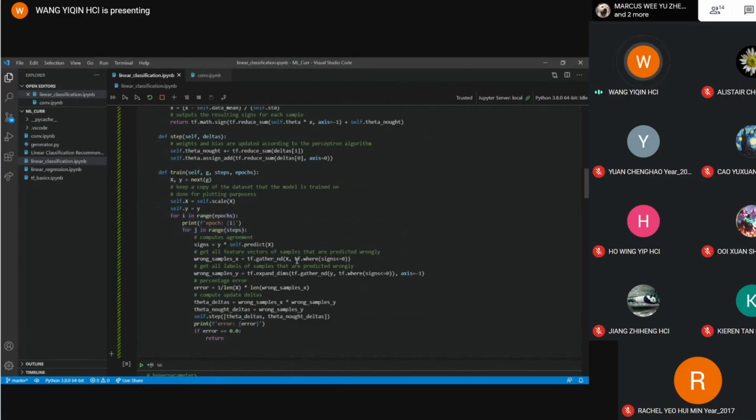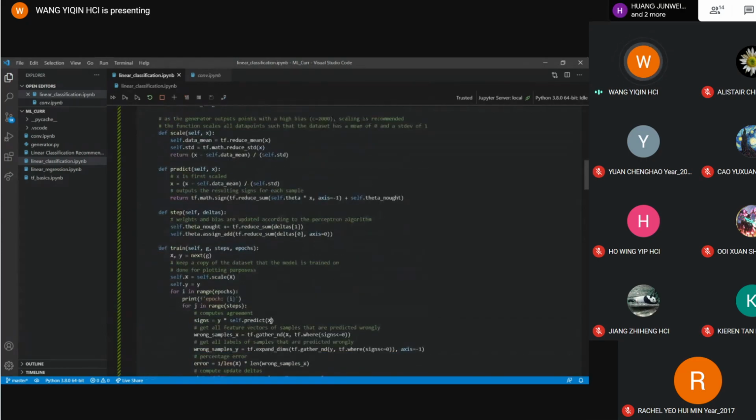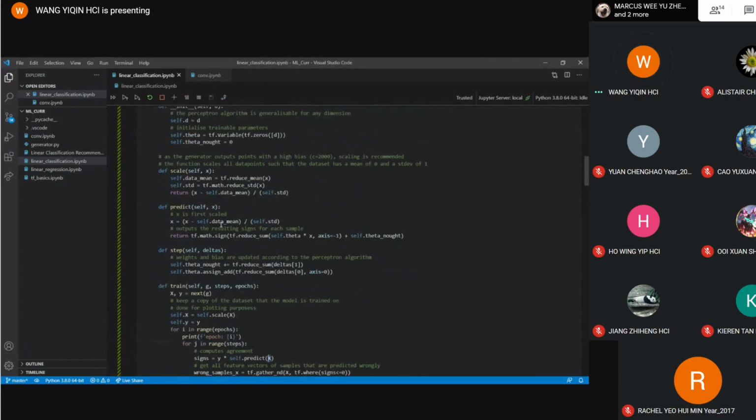So epochs and steps. Here's how I compute the agreement. I'm using this predict function and multiplying by the ground truth label. So let's look at the predict function first. It takes the input, this in the training set, and then goes into the predict function. I'm going to scale this first because all the data that the model sees must be scaled. So they're scaled to the same mean and standard deviation that we just calculated.